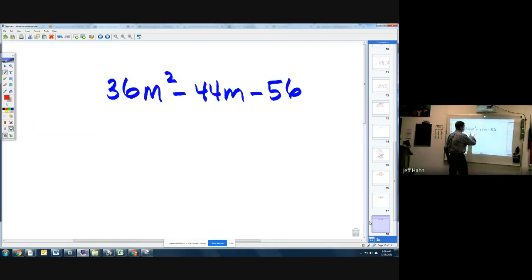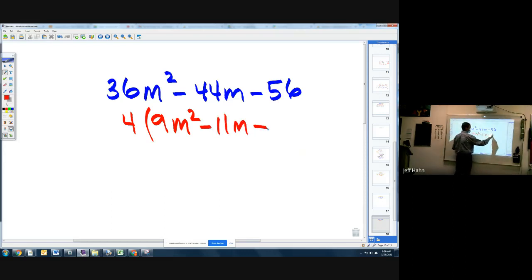You need to look at all three of these. Well, first of all, they're all even, so I know they have a common factor of 2, but is there a bigger number that goes into them besides 2? River, Brody, Brendan? 4. Let's do 4 and see where we end up. So if I do 4, I get 9m squared minus 11m minus 14. You want to look at these three and see if they have a common factor. I don't believe they do. So that is it. Okay.